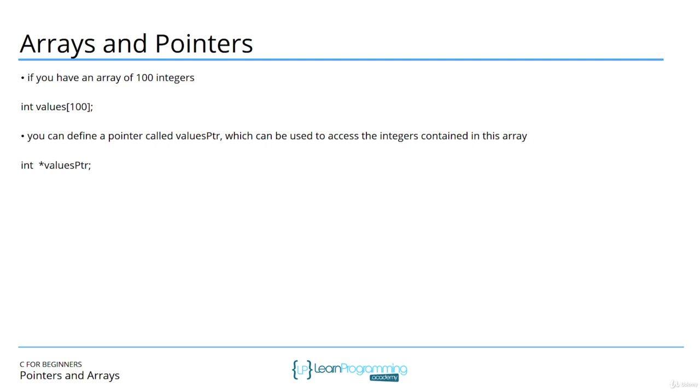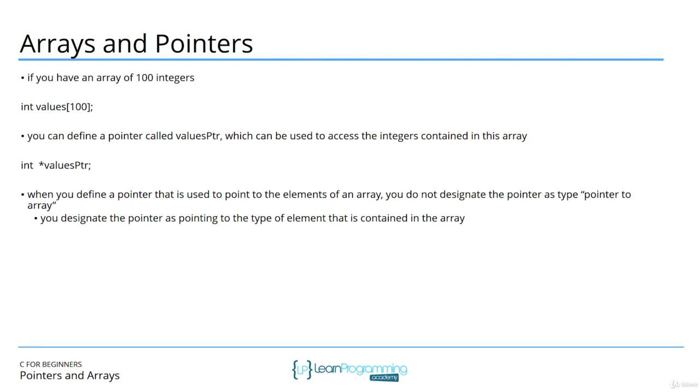When you define a pointer that is used to point to elements of an array, you do not designate the pointer as type pointer to array. Up until this point, all we've ever heard about is pointer to int, pointer to double.